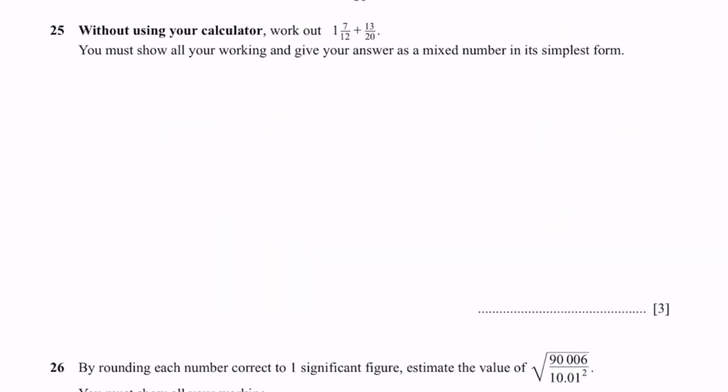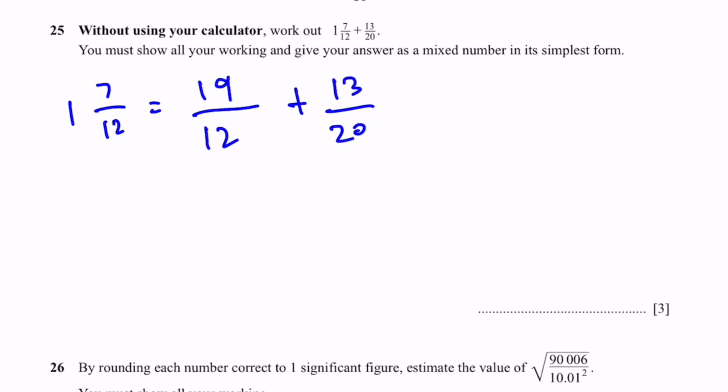Question 25. Without using your calculator, work out 1 7/12 plus 13/20. You must show all your working and give your answer as a mixed number in its simplest form. First, let's make both of them improper fractions. So 1 7/12 is equal to 1 into 12, 12 plus 7, 19/12. And then plus 13/20, which is already an improper fraction.